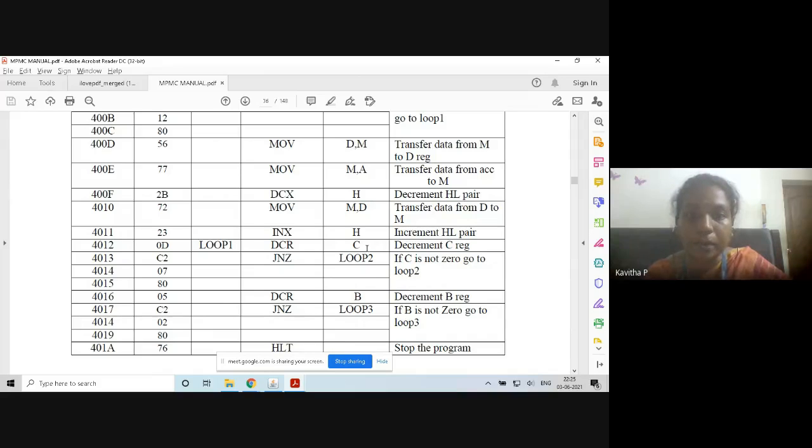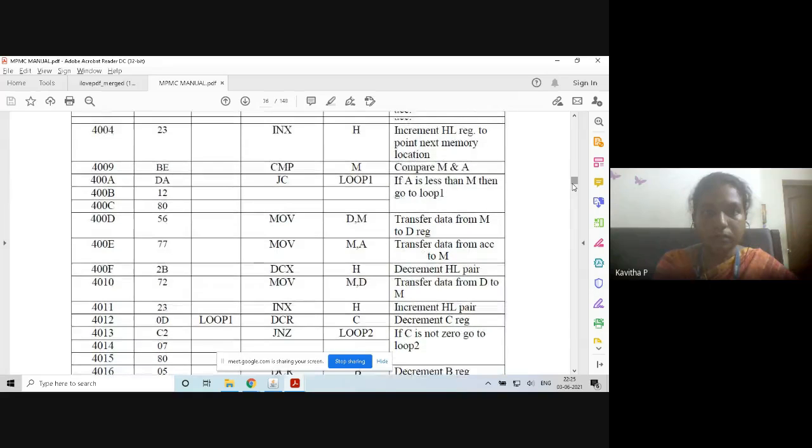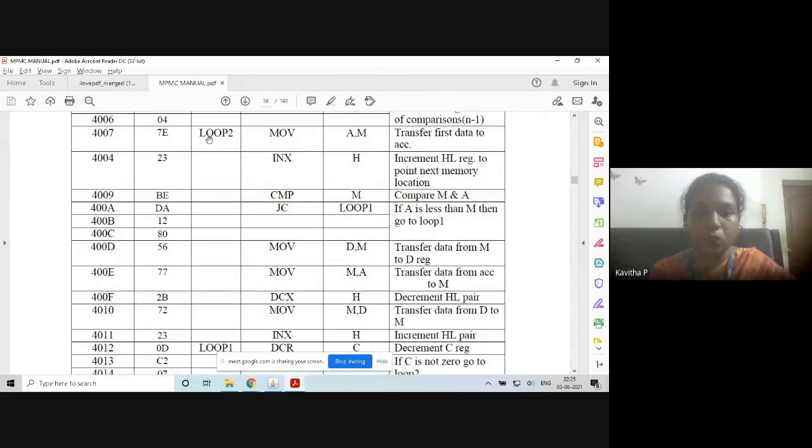The second and third numbers will be compared, then the third and fourth, then the fourth and fifth. So on decrementing C, jump on no zero to loop 2. If the C value is not equal to 0, it will jump on no zero to loop 2, which is over here. This is loop 2. From loop 2, again the second and third data will be compared and then incremented. After comparison, if the accumulator data is less, it will go on as it is. If the accumulator data is greater than the memory location data, swapping of numbers will take place.